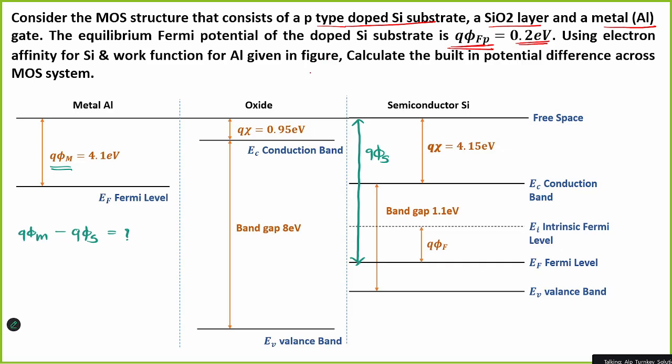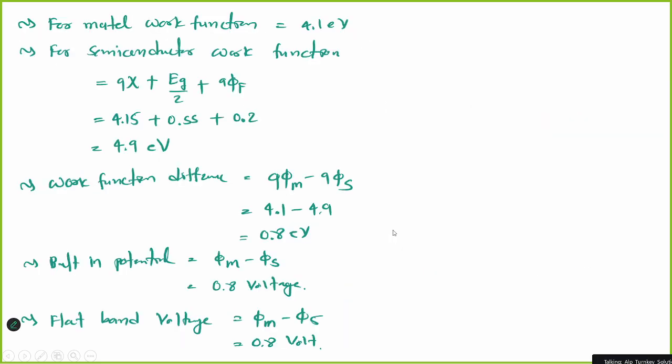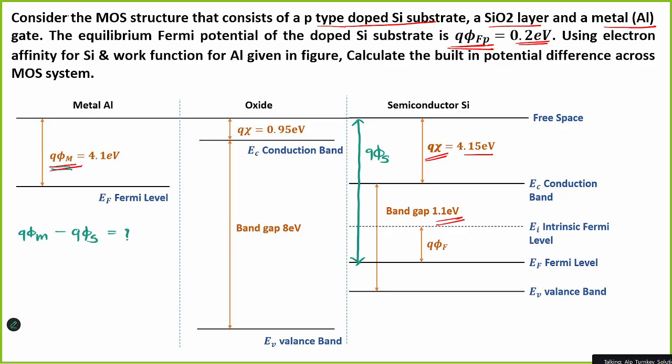So from the figure, q times phi m is given, and q times chi (the electron affinity) is also given. This is the energy band gap, 1.1 electron volt, and this is the difference between the Fermi level and the intrinsic Fermi level. From this, the metal work function is given. What is the metal work function? 4.1. This is the metal work function.